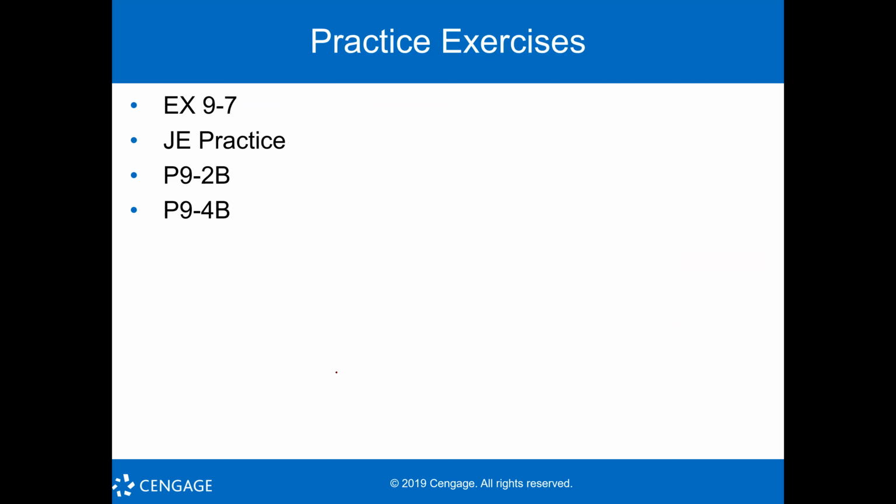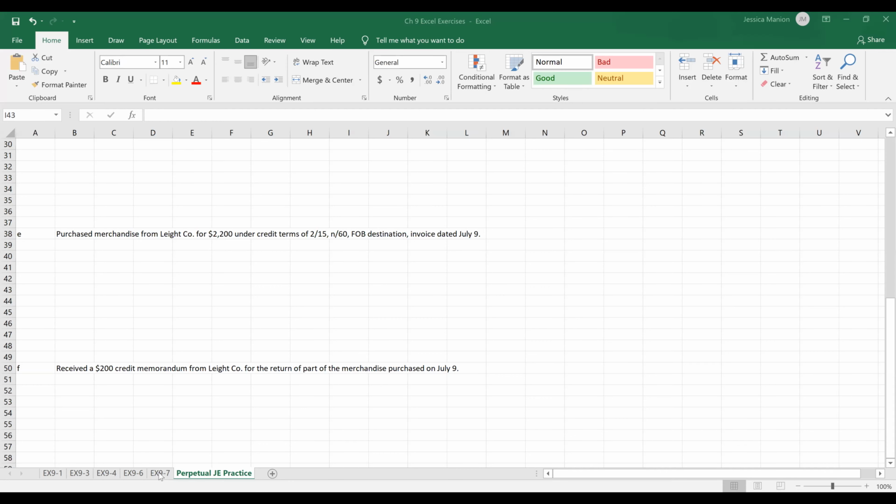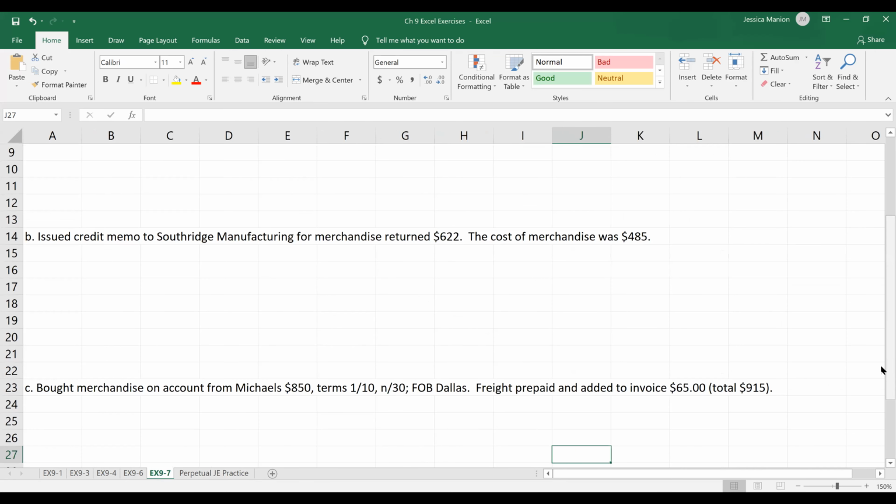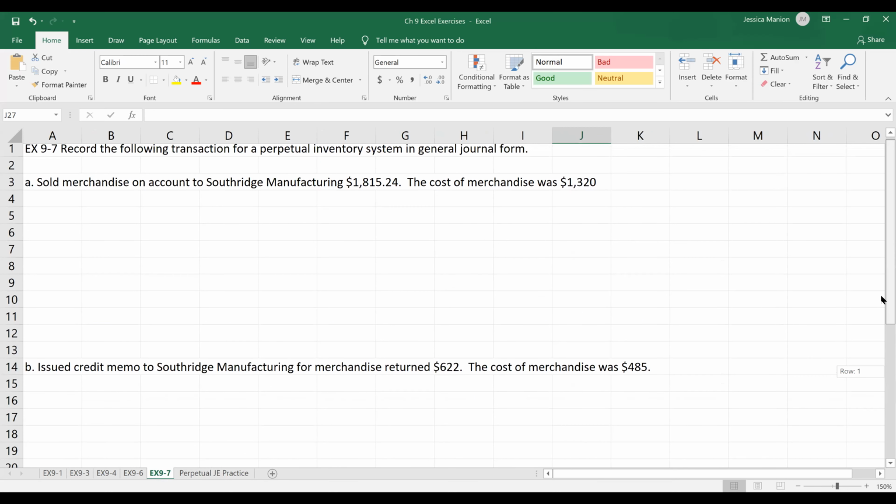All right, these are some of the practice exercises that we're going to do. I've got a couple ready for us in Excel. So I'm going to stop sharing this and get Excel pulled up. Okay. So let me pull up Excel now. All right, so the first one we're going to do exercise 9-7, and I'll try to make it as big as possible so it's easier to see.